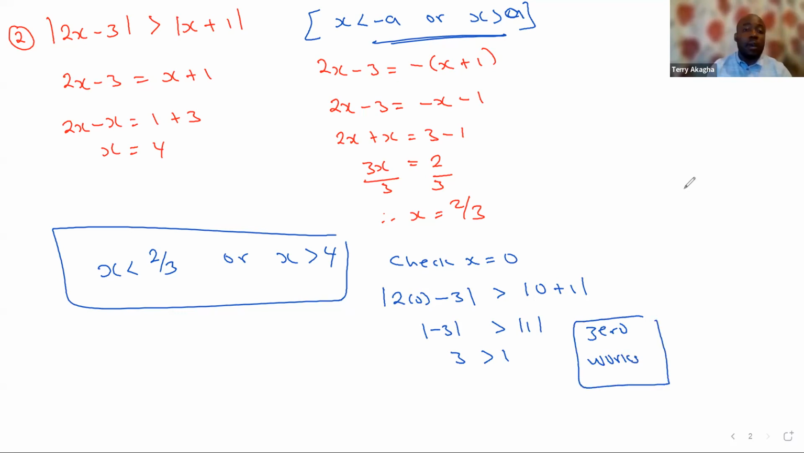Okay, and then you can now plot the graph for this. So because you know 0 works, you can now plot the graph, the same thing. This is 0, this is 2/3, and this is what? 4. So like we said, x is greater than 4, and x will be less than 2/3. And you can see that 0 is part of the solution for less than what? 2/3.